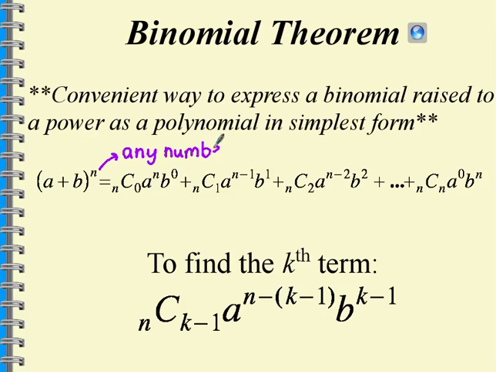It could be a 2, a 3, a 4, a 5, a 6. This theorem is a shortcut way instead of having to FOIL out. Instead of us having to FOIL out something to the 8th power, I can use the binomial theorem.